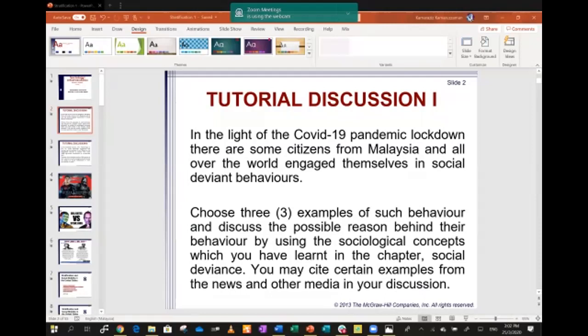Remember Merton, where he said that social deviance can be classified as destructive or constructive behavior. He also came up with another theory that classifies social deviant behavior in categories such as innovator, ritualist, retreatist, and rebel. So you can use any of the theories to explain why these 3 social deviant behaviors occur during the COVID-19 pandemic lockdown. That is your first commentary video question.